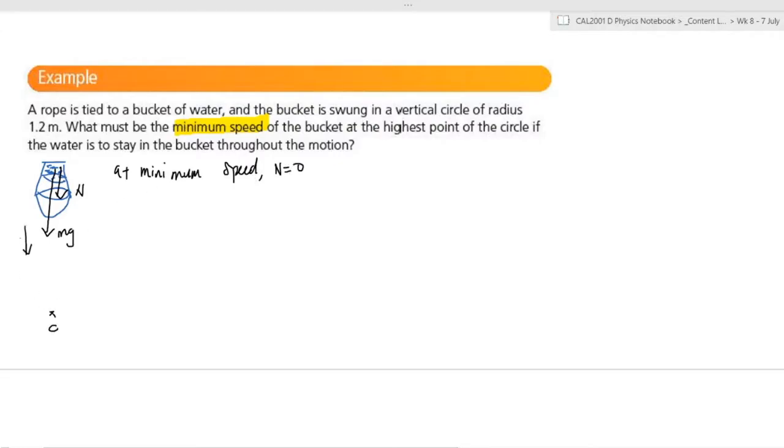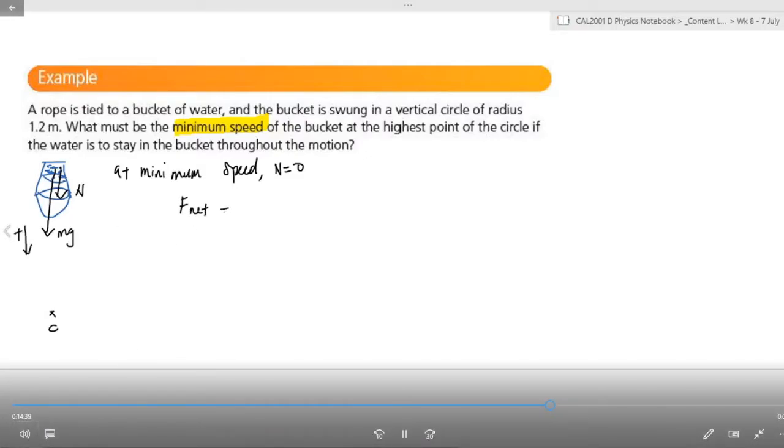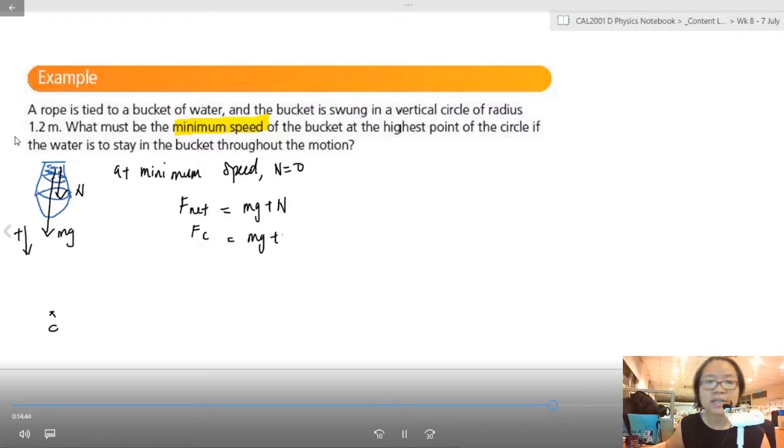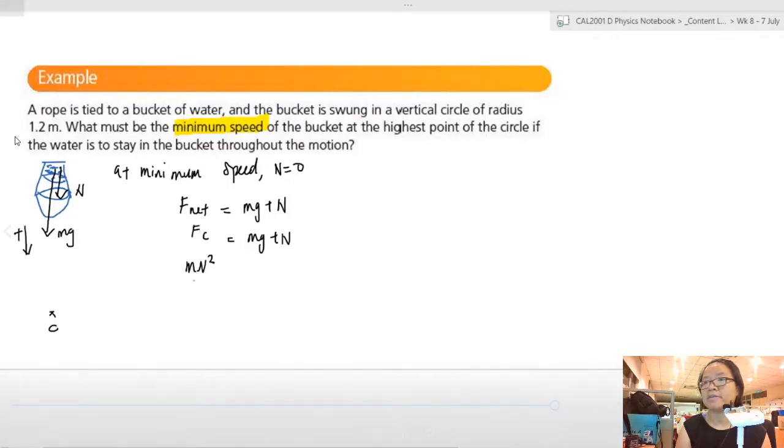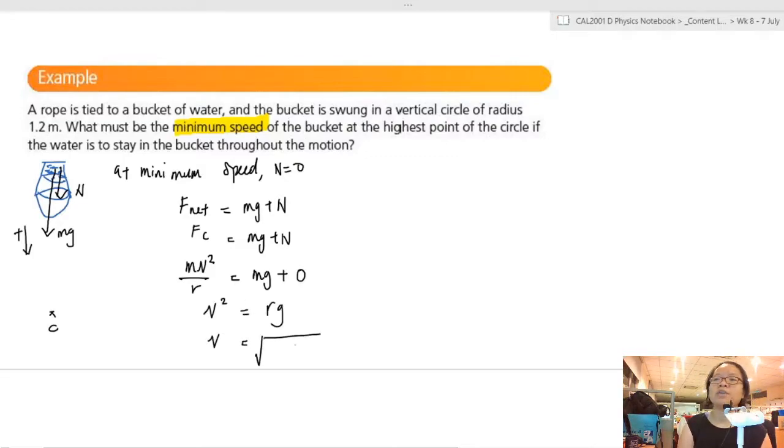So at minimum speed, N is 0. All right. And so you can say net force will be mg plus N. Again, center of the circle is positive. So centripetal force, mv squared over r, is mg plus N. Equate N to 0, and you will get v squared is rg. V is square root of rg.